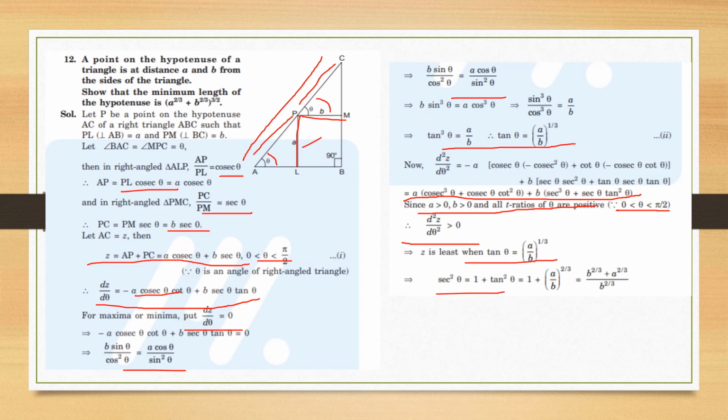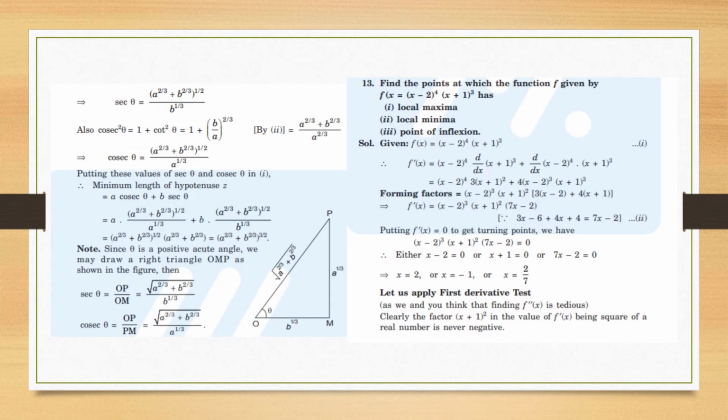And you know secant square theta is 1 plus tan square theta, so it is 1 plus this, and by taking the LCM, b^(2/3) plus a^(2/3) upon b^(2/3). So secant theta is a^(2/3) plus b^(2/3) upon b^(1/3), and this whole top raised to power 1 by 2. And cosecant square theta is 1 plus cot square theta, which can be calculated like this.